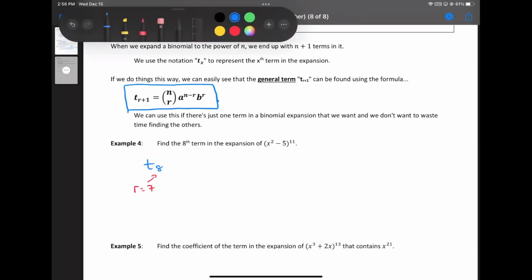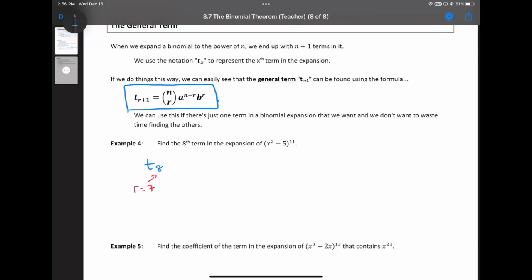Now that I've made that little note so that I don't make any errors, this should just be equal to n choose r. Well, the n is the exponent, so the 11. So that's 11 choose 7. And then my first term, which is x squared, to the exponent n minus r. So 11 minus 7, that's 4. And my second term, which is minus 5, not just 5, but minus 5, to the exponent r, and again, r is 7.